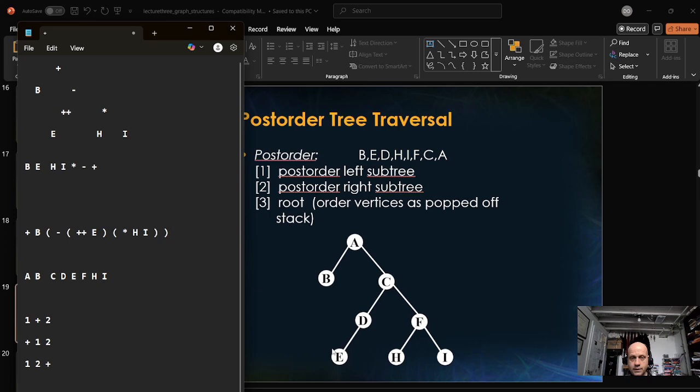I, B, E, D. Make sure I get this right. So D is applied to E, and then that in turn is going to be applied between the H, I, F, right? So that's going to be applied to it as a post order, and then the C is going to be applied after that, and then the A finally.